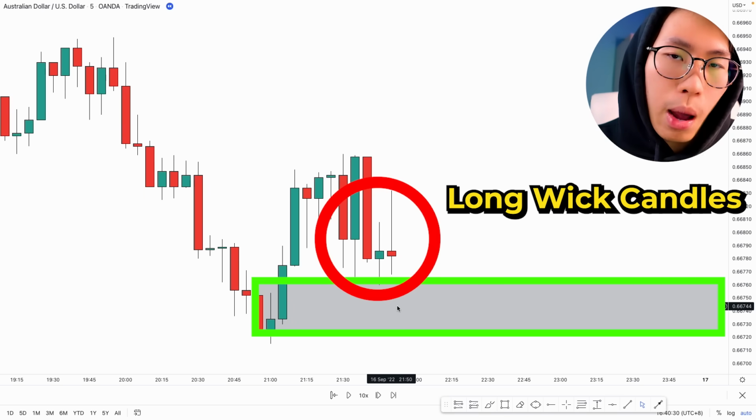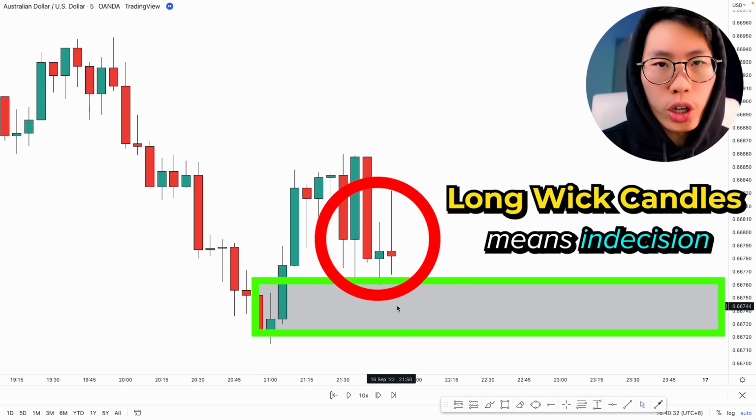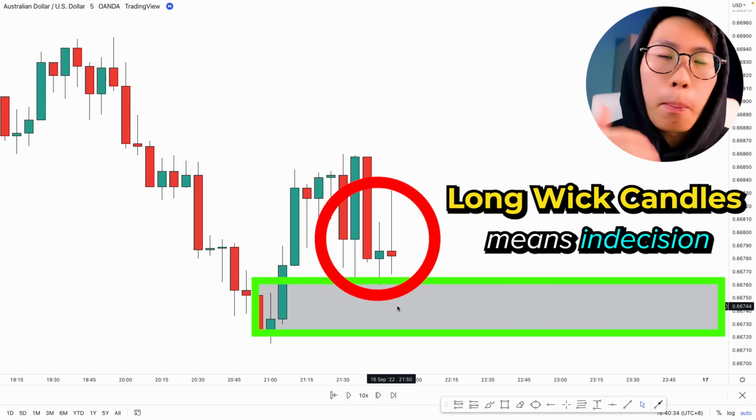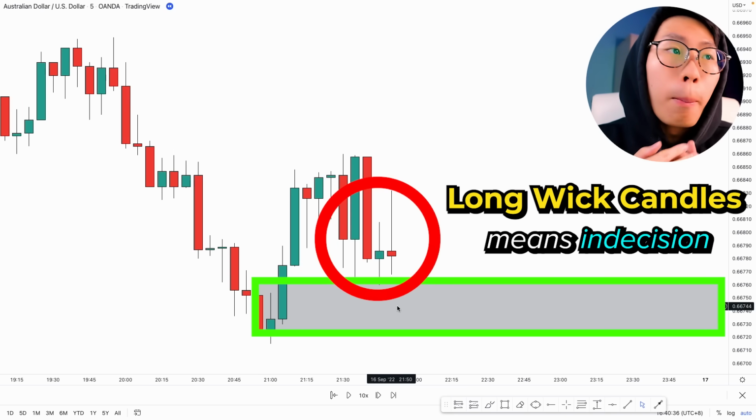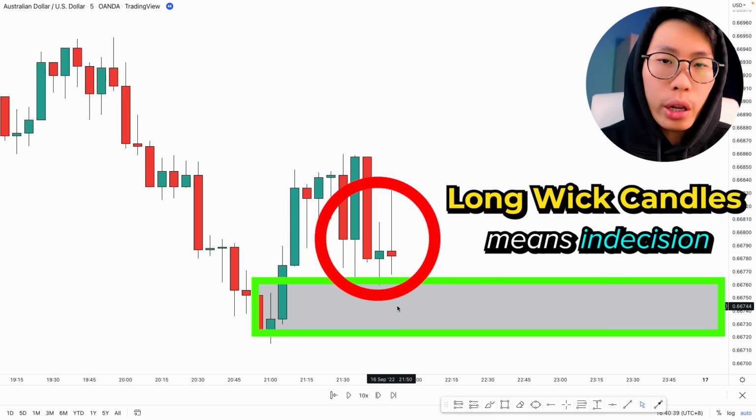What do these candlesticks tell us? It tells us indecision in the market. It tells us that price is rejecting this area, but we cannot assume that price is going to go back up yet.